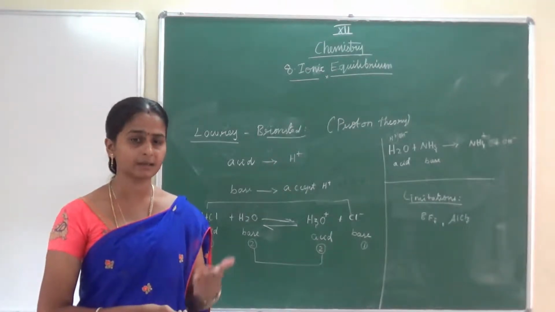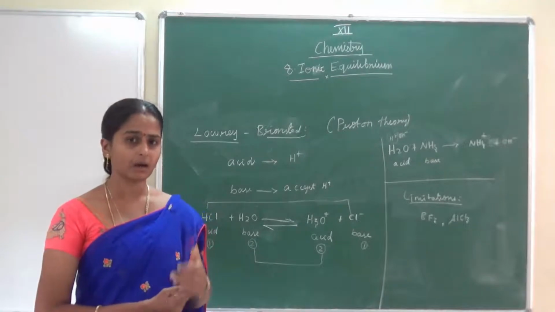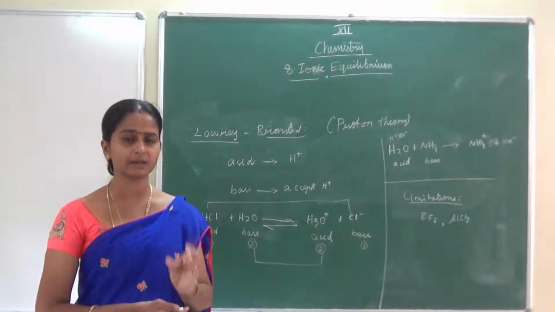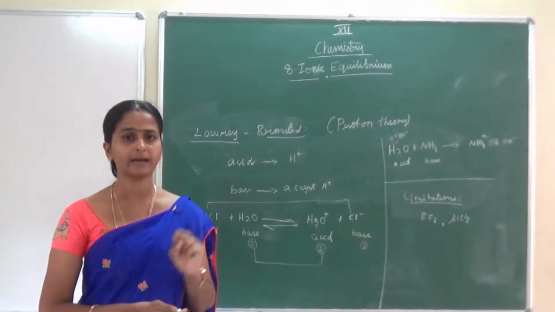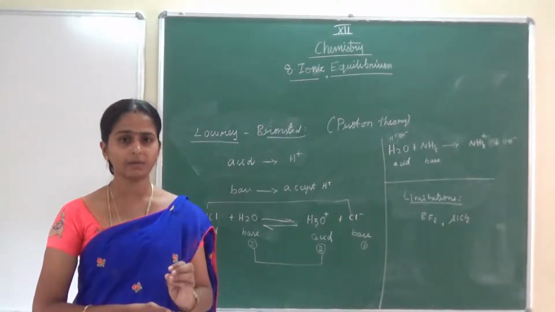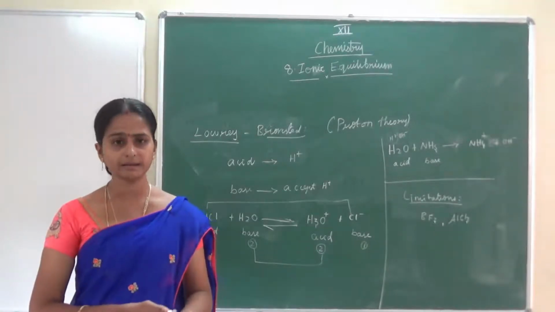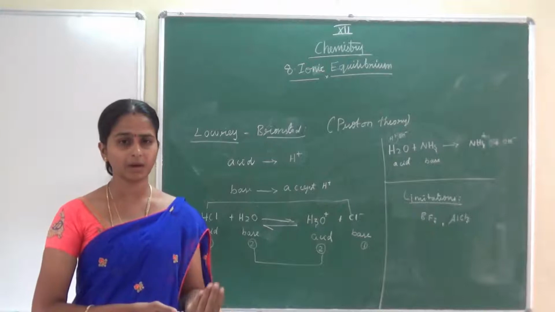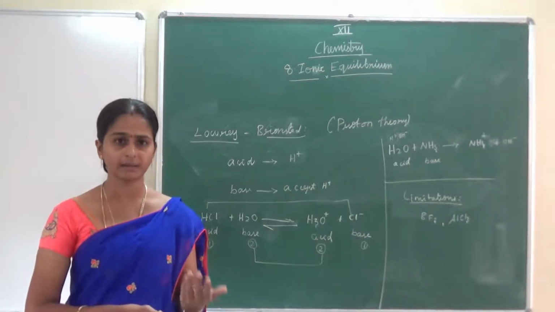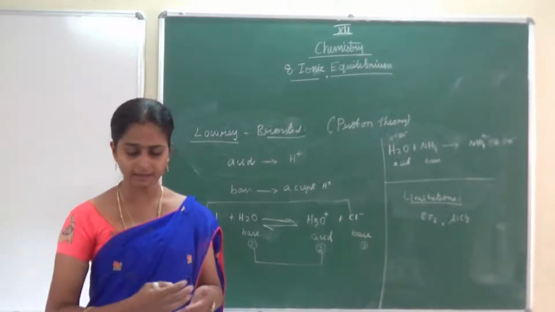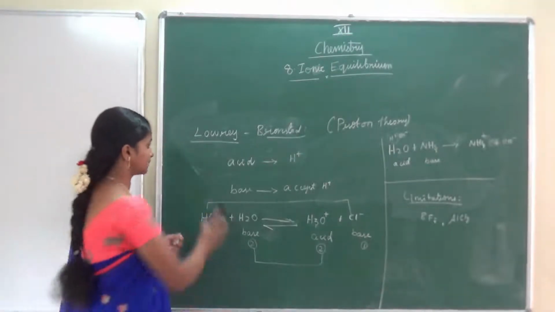This third theory is the Lewis acid-base theory. According to this theory, any compound which has the tendency to accept electrons is called an acid. Any compound which has the tendency to donate electrons is called a base. It may be a compound, or it may be an atom or ion. So now we are going to see the Lewis acid and base, the Lewis concept.